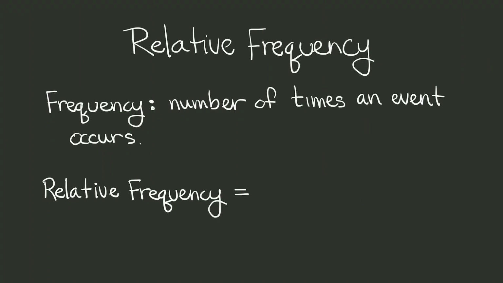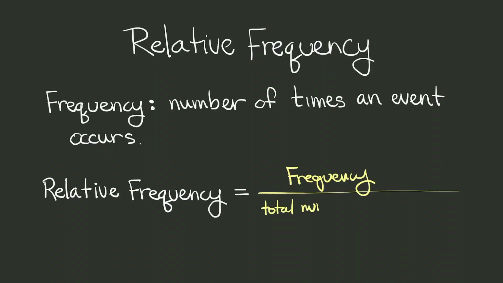The frequency of an event is the number of times it occurs in a given number of trials of your experiment. Then the relative frequency is going to be the frequency divided by the total number of trials. This is always going to give you a number between 0 and 1. You can think about it as the percentage of the time that that particular event occurs.